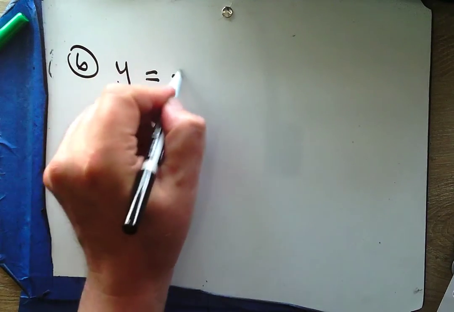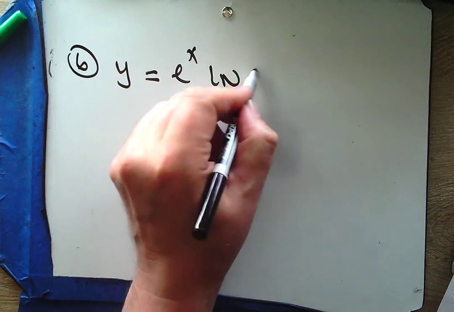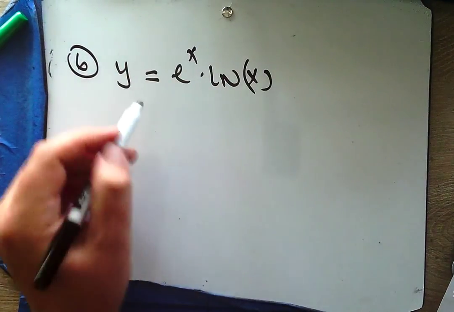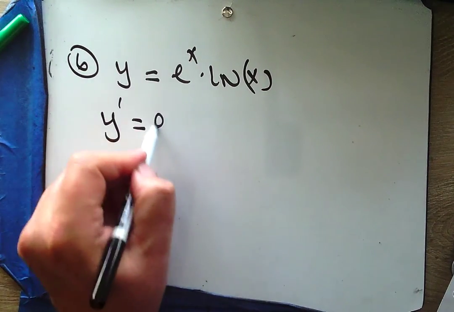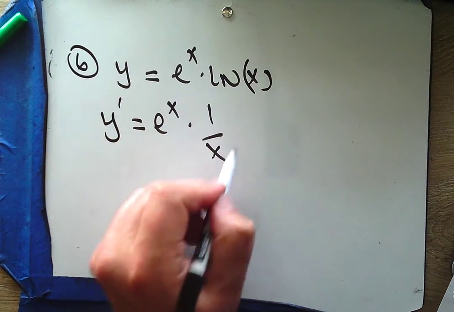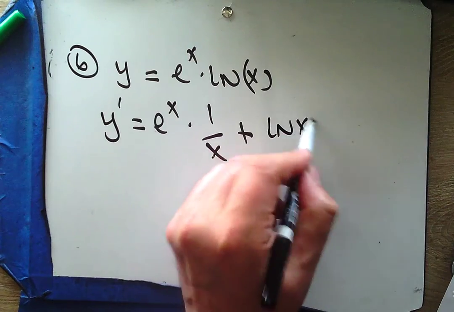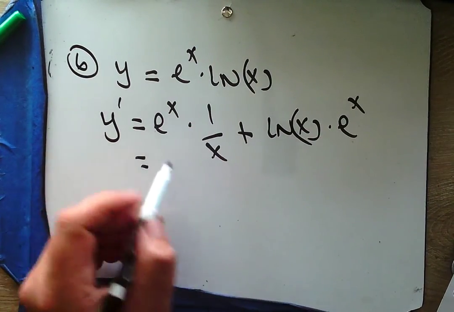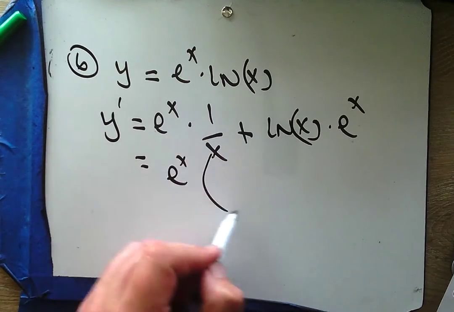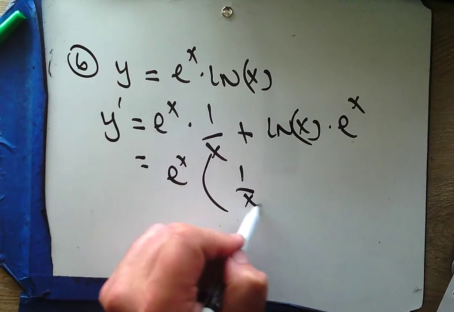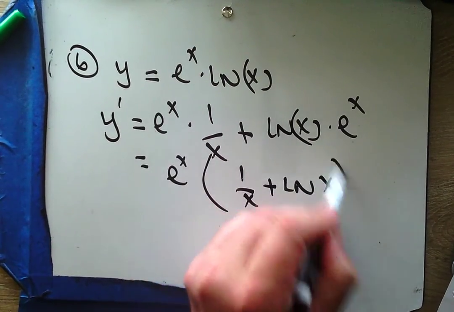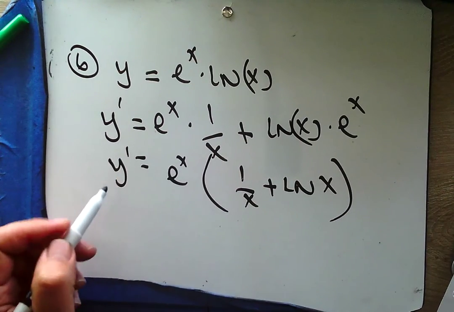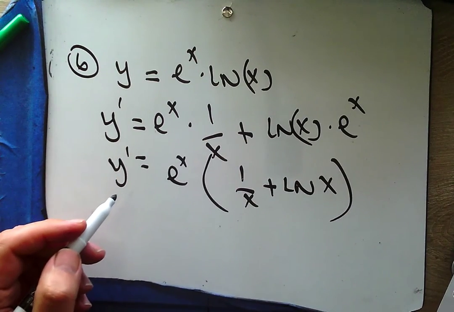6 looks like a product rule. y equals e to the x ln of x. And so y prime is going to be e to the x times 1 over x plus ln of x times the derivative of that, which is e to the x. Or if we tidy this up, e to the x times 1 over x plus ln of x. Great.